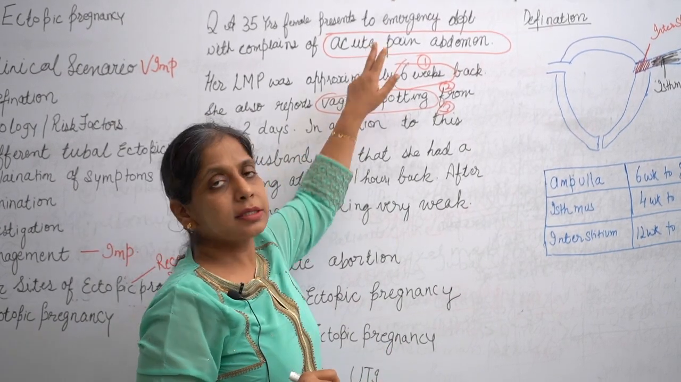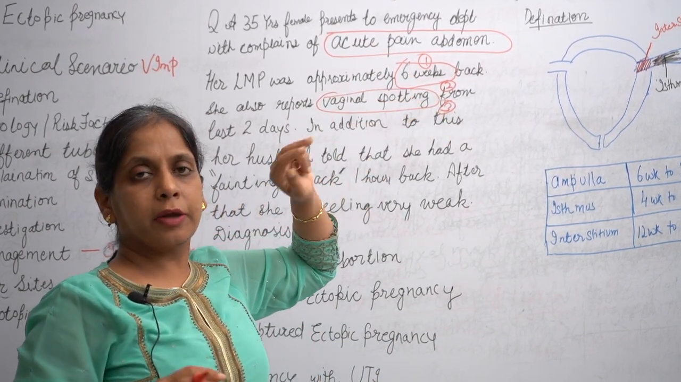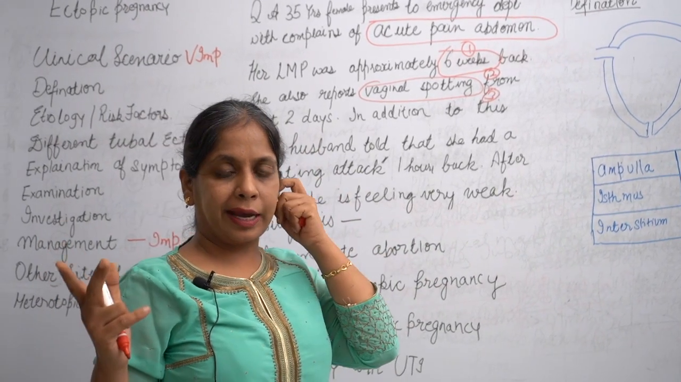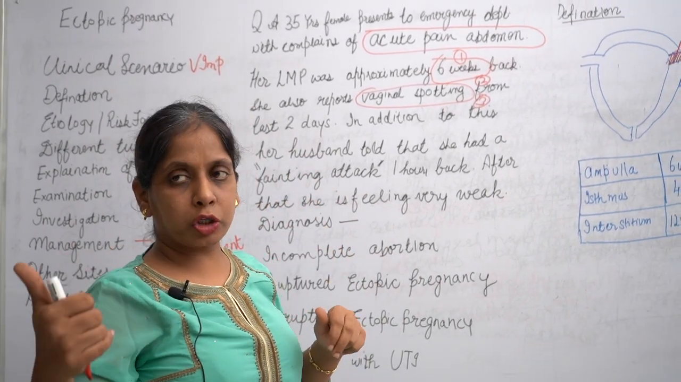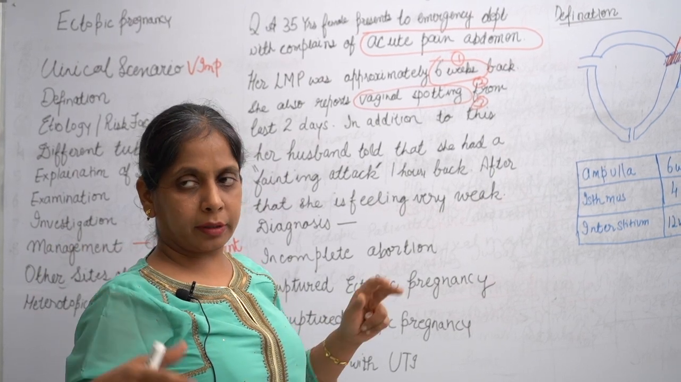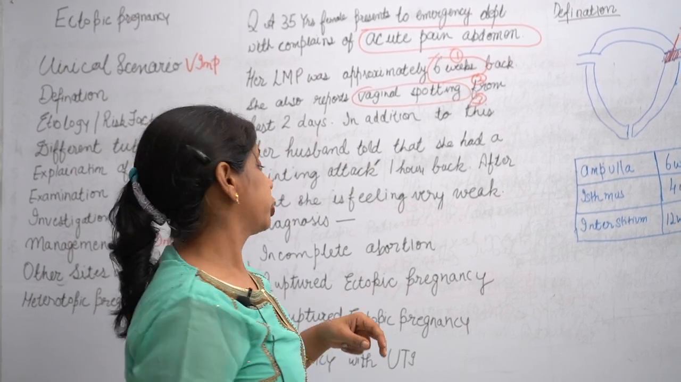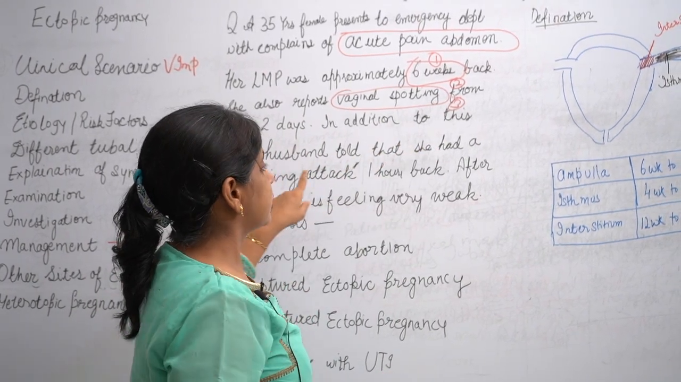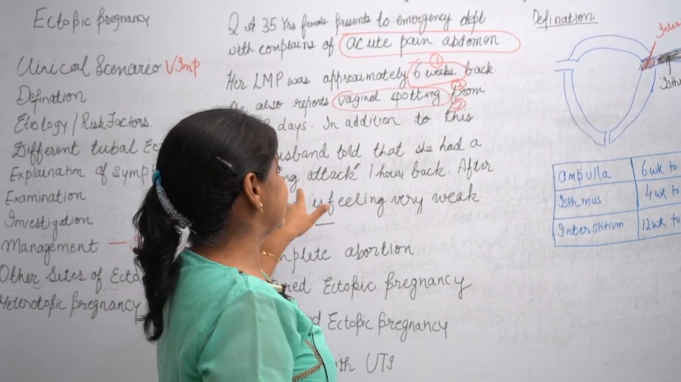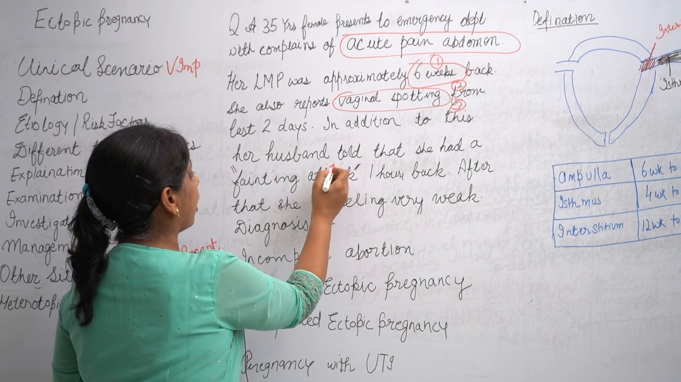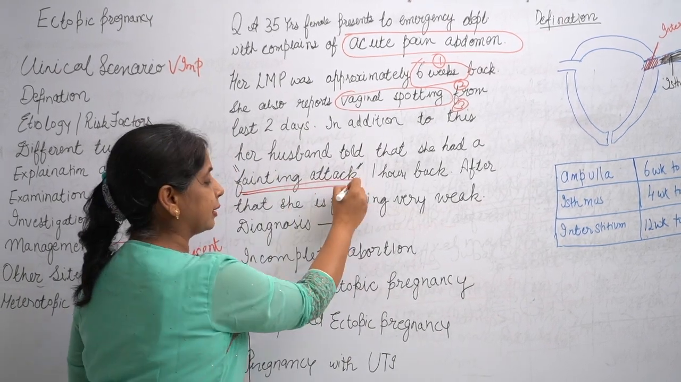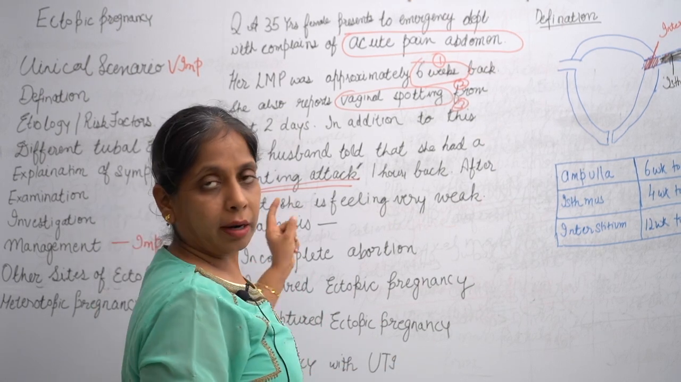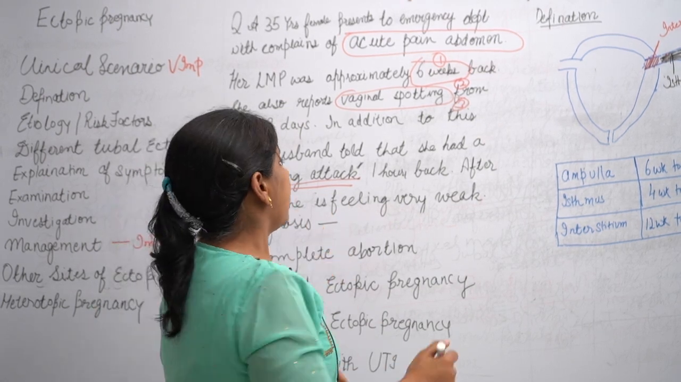These are the three symptoms with which, if the patient comes, you have two diagnoses in your mind: abortion or ectopic. That will become clear on examination. Now, in addition to this, her husband told that she had a fainting attack 1 hour back. So this fainting attack indicates that it is not an abortion, it is a ruptured ectopic.